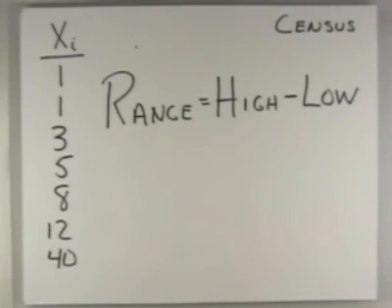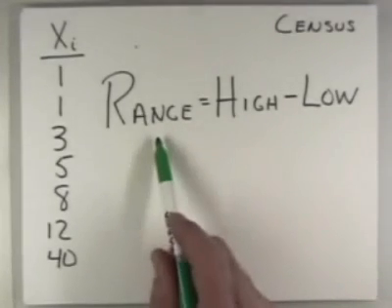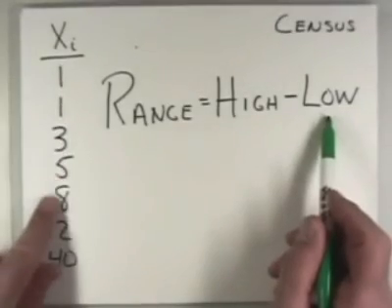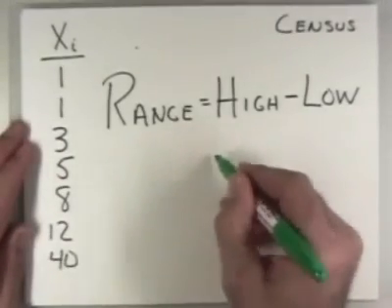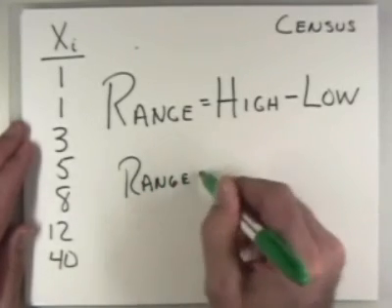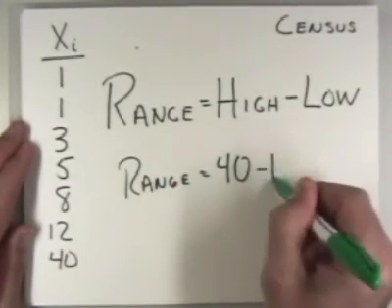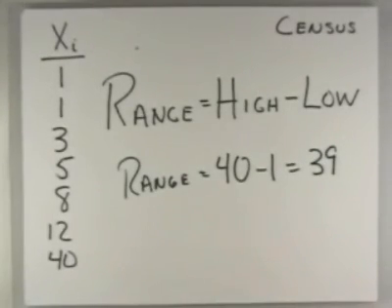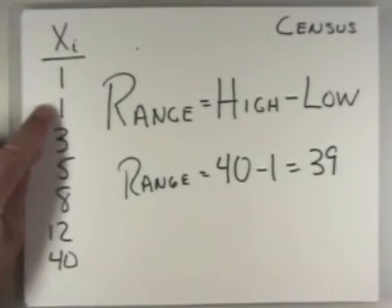One of the ways, and the easiest way, was to define something called the range, which is the high score minus the low score. If we had taken a census, the range would have been 40 minus 1, or 39. Now, the range suffers kind of from the same malady that the median and the mode suffer from, and that is they waste potential information.